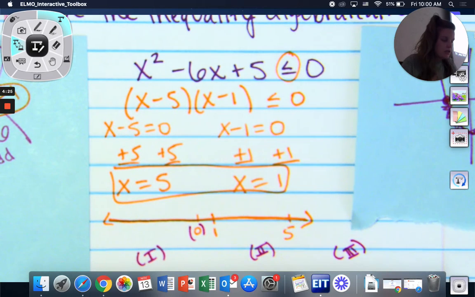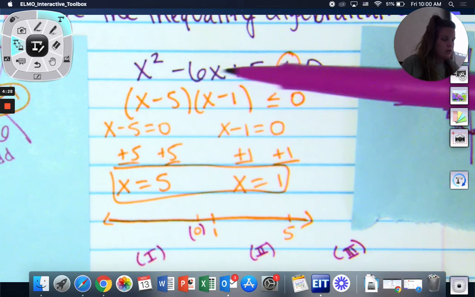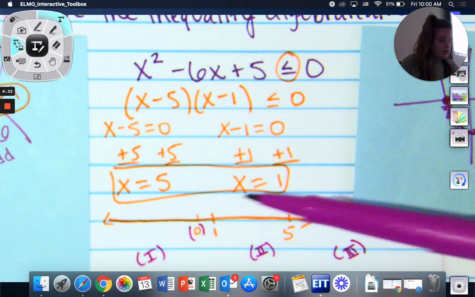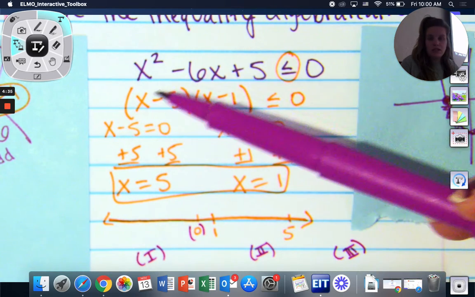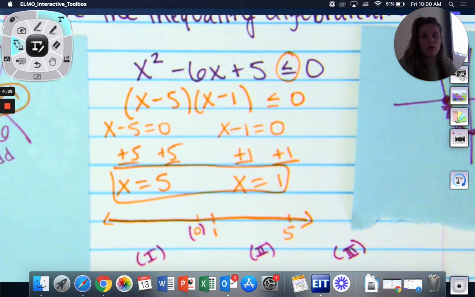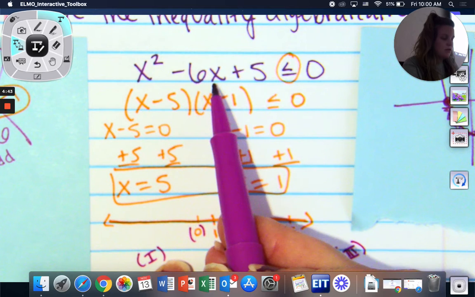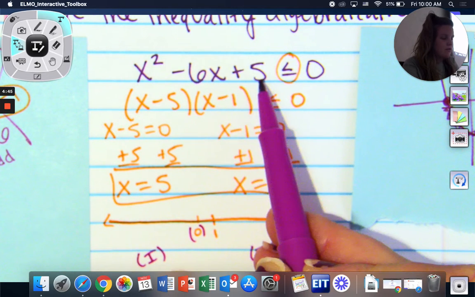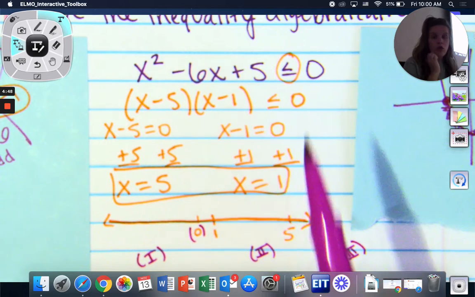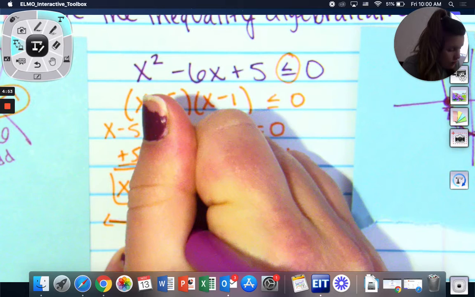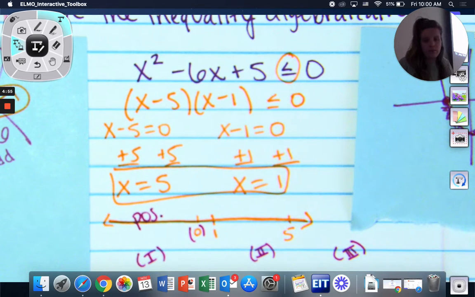So you plug in 0. You can plug it into either the top equation or the factored form equation. It doesn't matter. 0 might be easier, meaning quicker, to plug into the standard form. If I plug in 0 here, 0 squared is 0, minus 6 times 0 is 0, and then plus 5. So 0 plus 5 is 5. Is 5 positive or negative? It's positive. So we can represent section 1 on that part of the number line as positive. I'll come back to that in just a second.